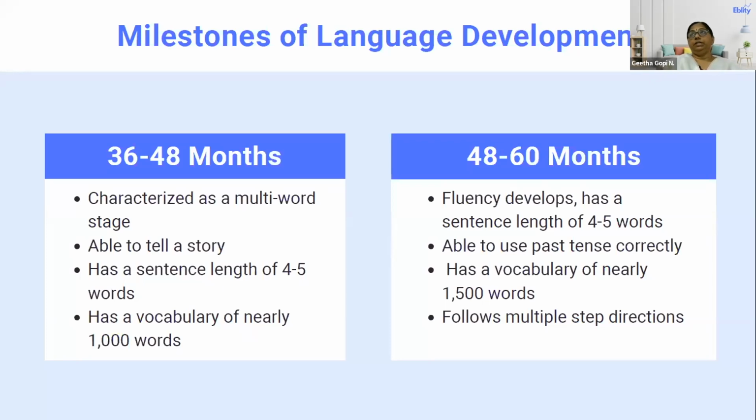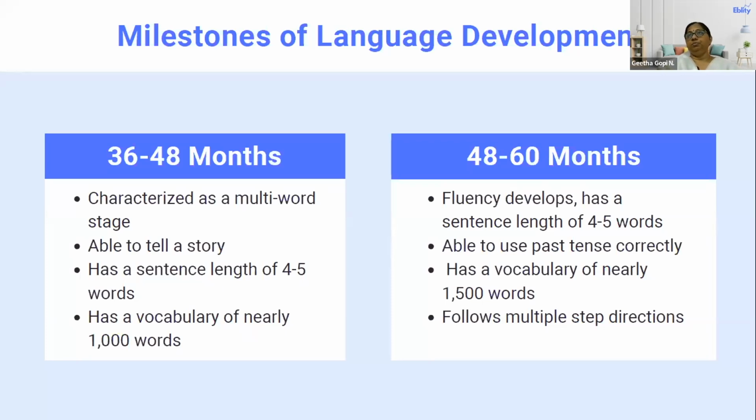And then 48 to 60 months, which is 4 years to 5 years, when fluency really develops, they start speaking at a much faster rate. The sentence length has increased from what it used to be. They're able to use a lot of the past tenses, adjectives, nouns, verbs in an accurate manner. The vocabulary really goes through a big spurt. It jumps up from 1,000 in the previous stage to almost 1,500.